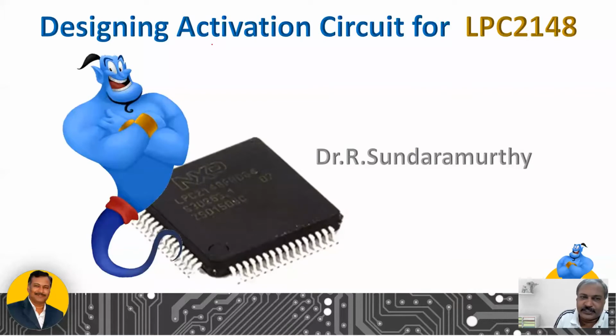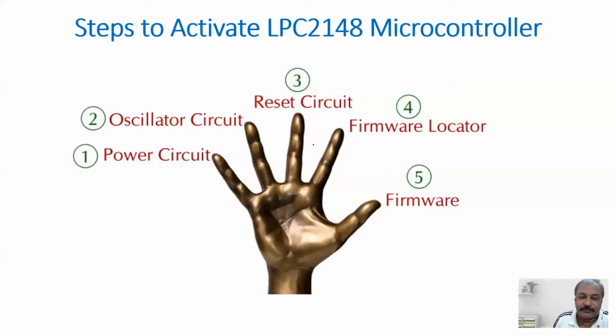The topic of today's discussion is how to design the activation circuit for the LPC2148 microcontroller. There are 5 important steps to activate the LPC2148 microcontroller. The first one is power, the second one is oscillator, the third one is reset circuit, and the fourth one is firmware locator. Firmware locator is not necessary for LPC2148 because it doesn't have a ROM-less version. And firmware is of course the last part, which would make the microcontroller intelligent.